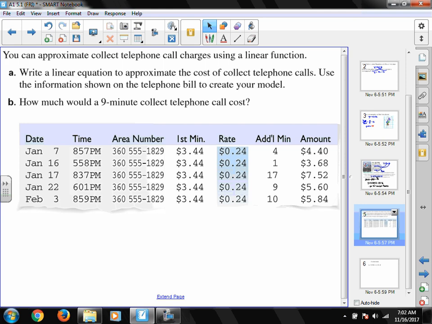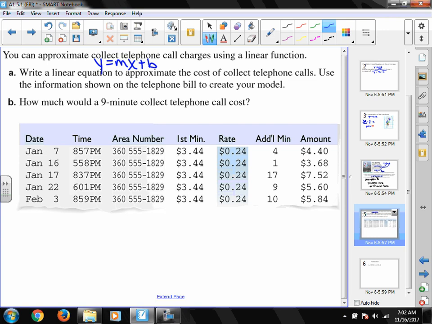So what we're going to look at here, we're still using y is equal to mx plus b. And so we need to find what that slope is. Well, I told you on the last problem that this keyword right here, rate, that's going to tell you your slope. So you already know y is equal to 0.24x. Now we just need to find out what that y-intercept is.